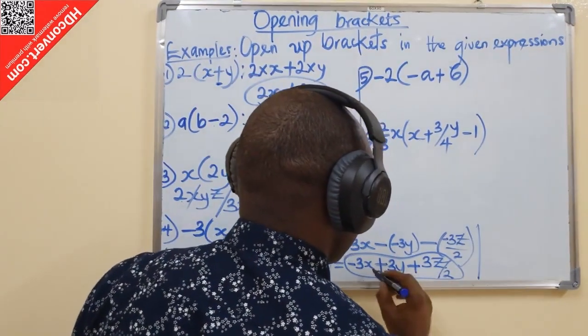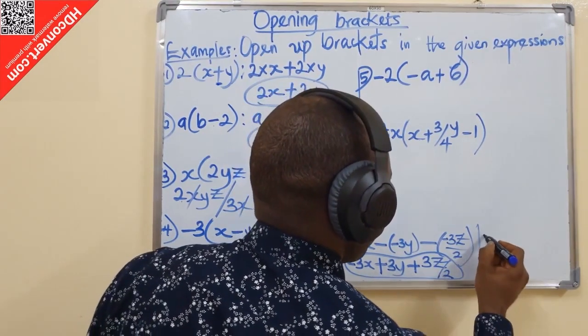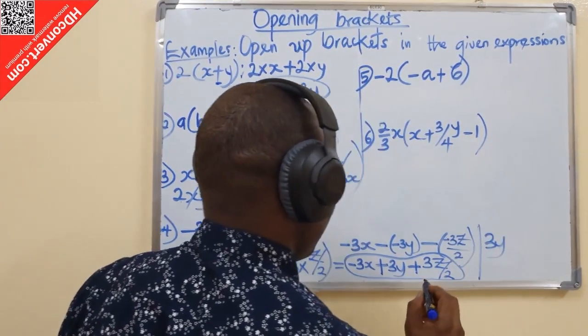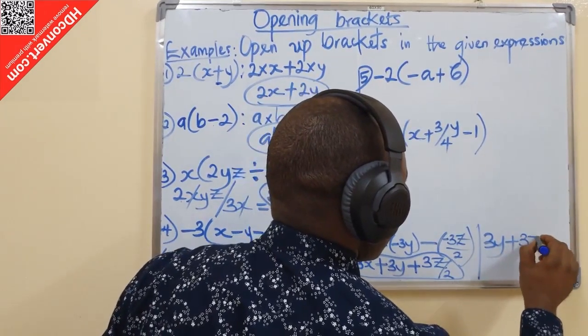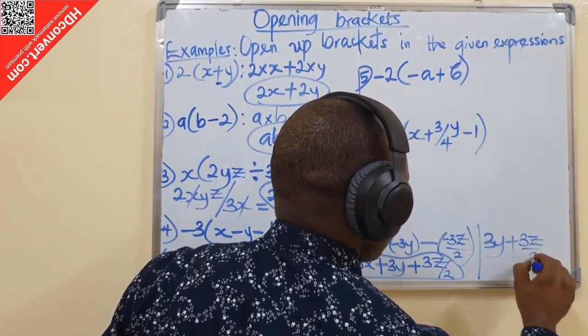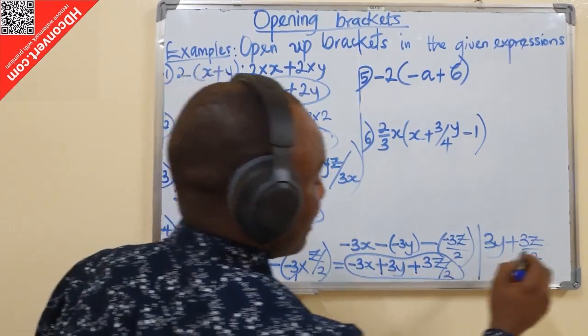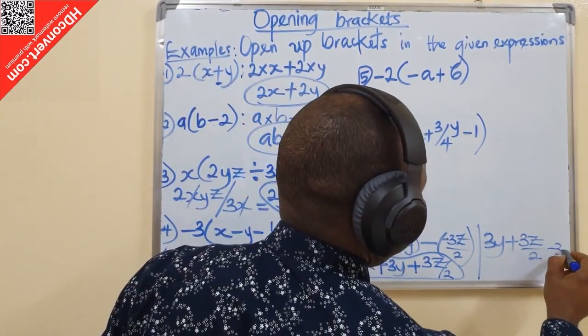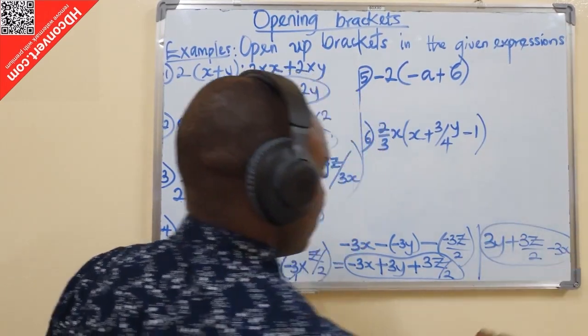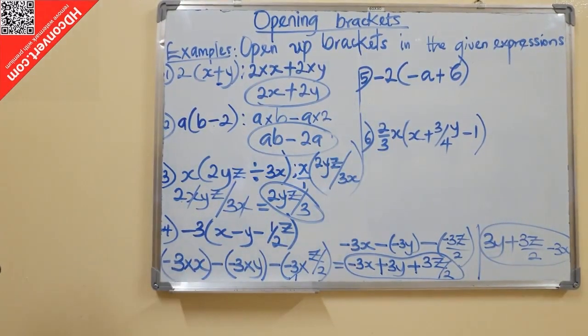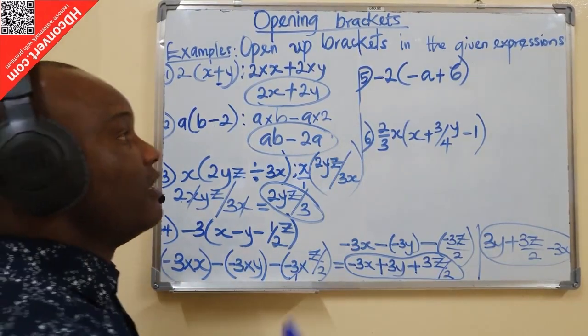So I can choose to rearrange it this way, bringing in 3y first, plus the next one, 3z upon 2, and finally minus 3x. Whichever way you write it, this way or this way, is right. I hope this is clear also. Now let's solve questions 5 and 6.